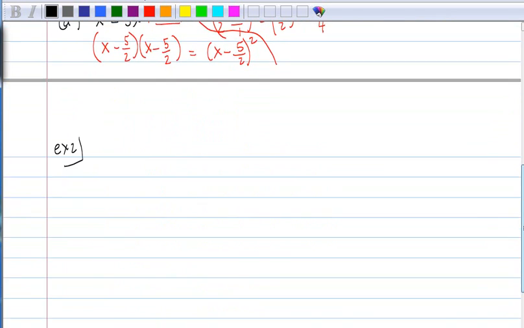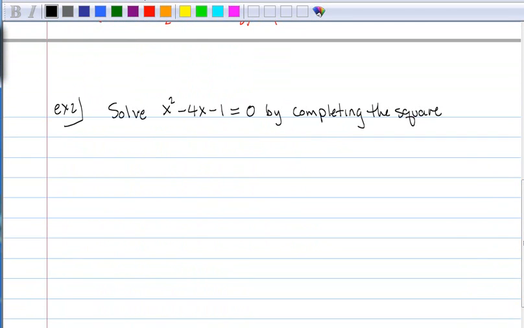So let's look at our second example. We're going to use completing the square now. We're going to solve x squared minus 4x minus 1 equals 0 by completing the square. First, you notice you cannot factor this. Completing the square is great because you can solve equations that do not factor. So let's go ahead and do this. The first thing we want to do is get rid of that 1 because we want to complete the square. So I'm going to add 1 to both sides.